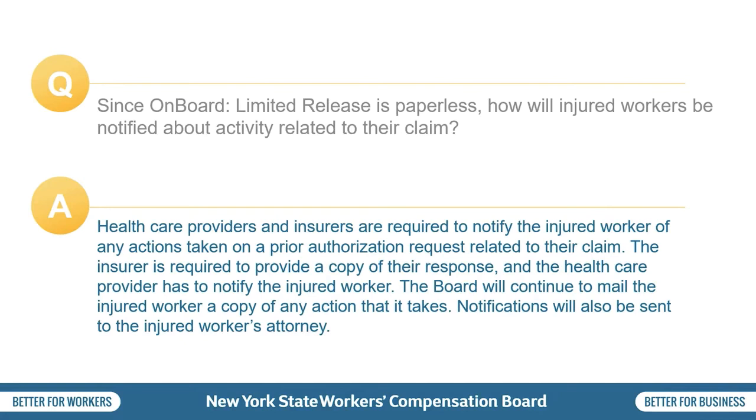The board will continue to mail the injured worker a copy of any action that it takes. Any notification from the board will also be sent to the injured worker's attorney if they are: 1. Identified as a claimant attorney on the claim in e-case, and 2. Have an email address associated with the R number. These rules apply to all PAR types except medication PARs.